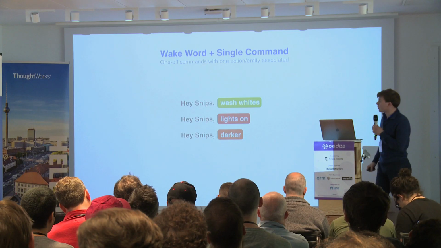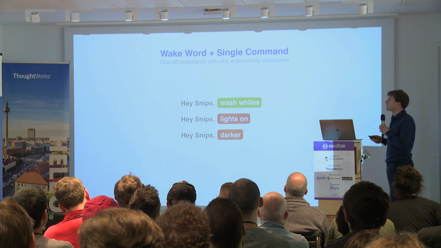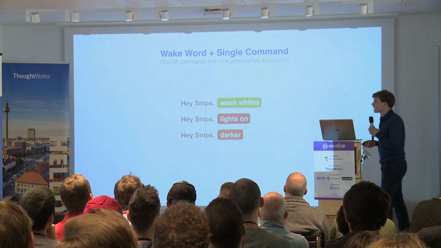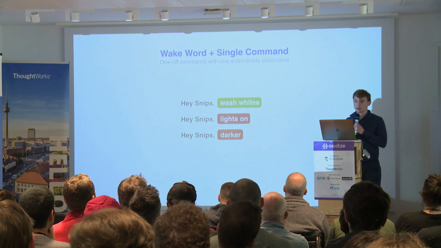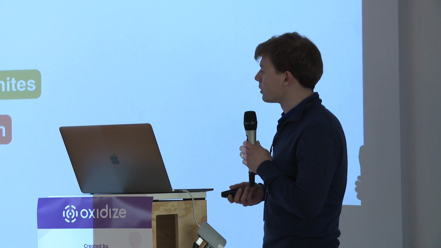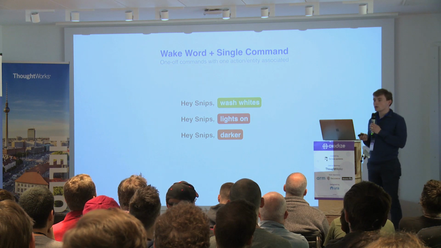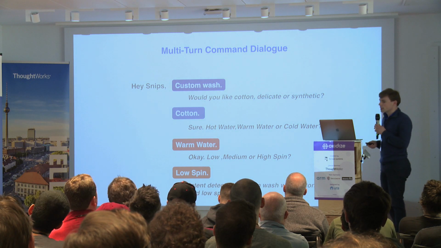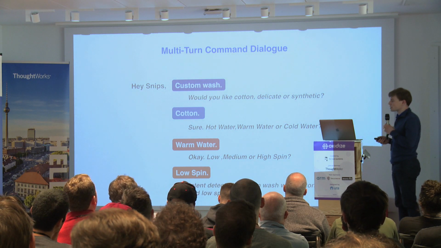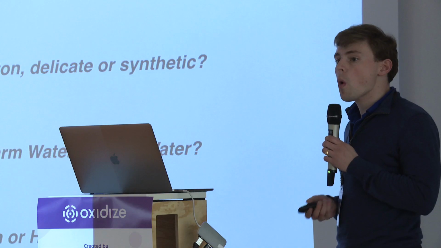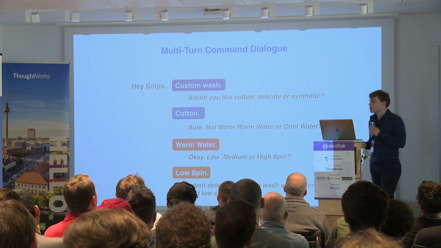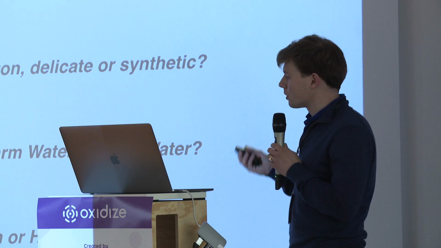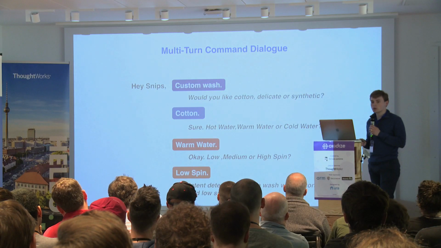So how does it work? As I said, you have a wake word, then a command to recognize. So your user will say, "Hey Snips, wash whites." What happens is that your washing machine will start a program to wash your clothes. You can do the same thing with the lights or other use cases. To enrich the user experience, you can enable a dialogue system. For instance, if you want to set up a whole program, you start with a custom wash, then we will ask you which kind of wash you want to do, and after a few rounds, we will set up the whole washing machine program.